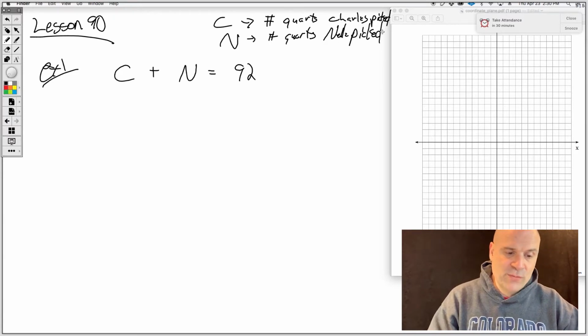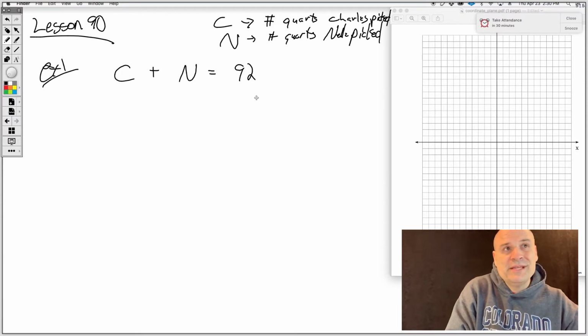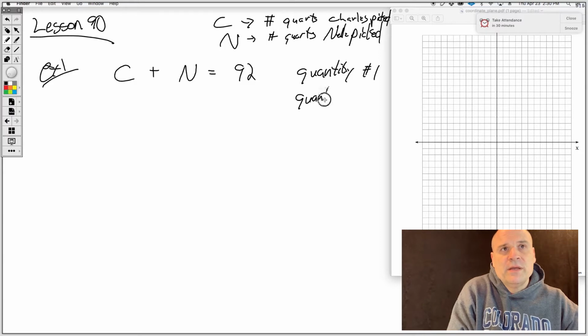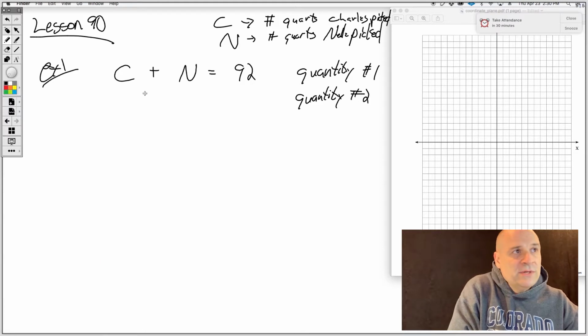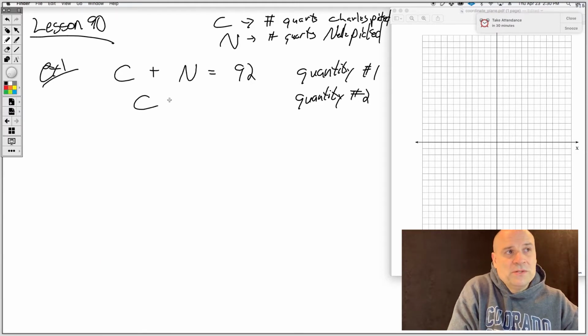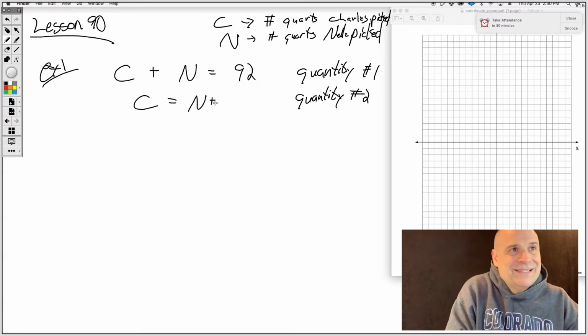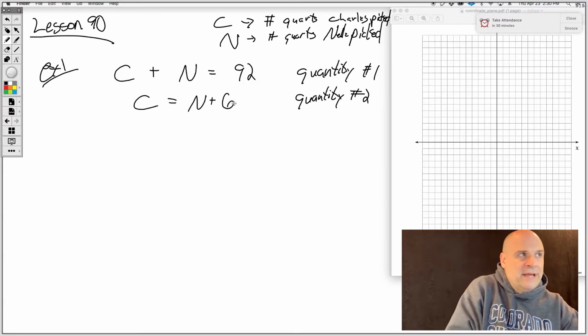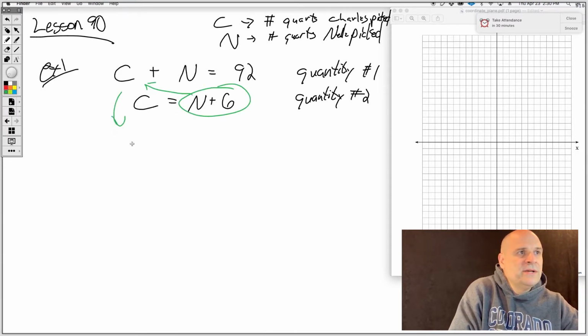If Charles picked 6 more quarts than Nell, how many quarts did each of them pick? Okay, so now we have another equation. This is also a quantity equation. So this is quantity number 1, but then there's another quantity type equation. There's no value of each quart or anything like that. So we're saying that the number of quarts Charles picked was 6 more than Nell's. Okay, so now we have an expression for C that we can plug in right there. So now we're going to rewrite this equation: N plus 6 plus N equals 92.